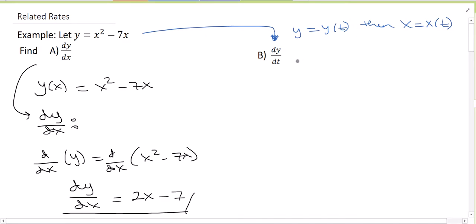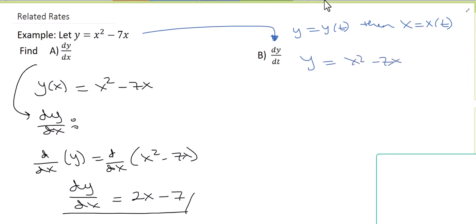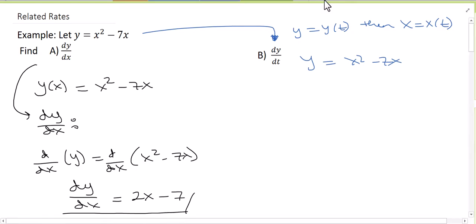So when I have y equals x squared minus 7x, when we take the derivative with respect to t, I'm going to be taking the derivative with respect to t of y and the derivative with respect to t of x squared minus 7x. Now keep in mind that x is also a function of t, so I have to take the derivative with respect to t implicitly.